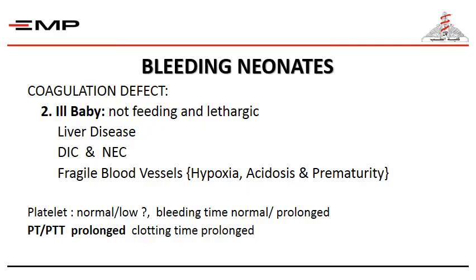Now, if the neonate who is bleeding has a coagulation defect, but the baby is ill, which means that he is lethargic and not feeding well, we should think of severe liver disease or diseases like necrotizing enterocolitis, disseminated intravascular coagulopathy, and sepsis, or fragile blood vessels like hypoxia, acidosis, and prematurity.